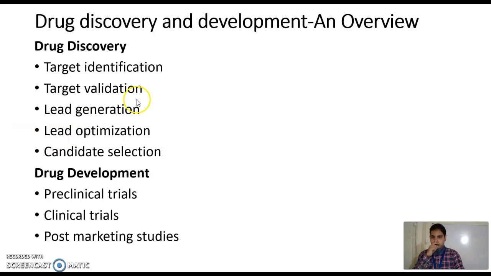And after optimization of lead molecules, you have to select the best candidate, and you have to make a decision whether to go for the drug development process or not. The drug development process is very costly, so you have to make wise decisions. Sponsors will take the decision whether they are interested in developing that particular molecule or not.